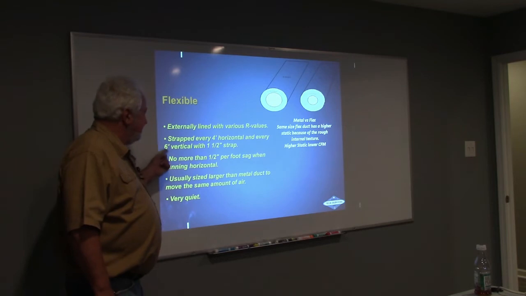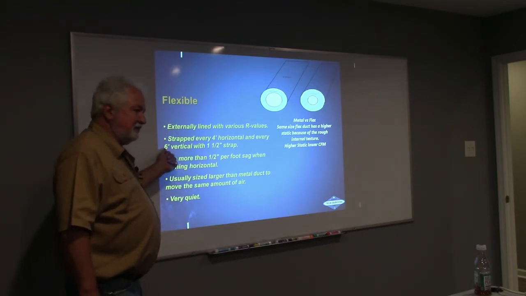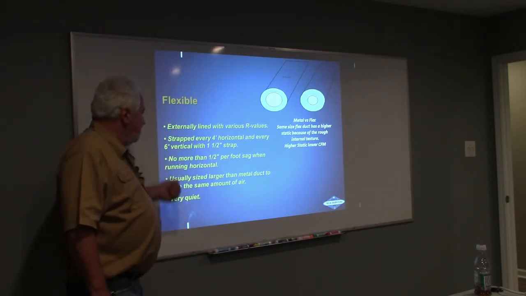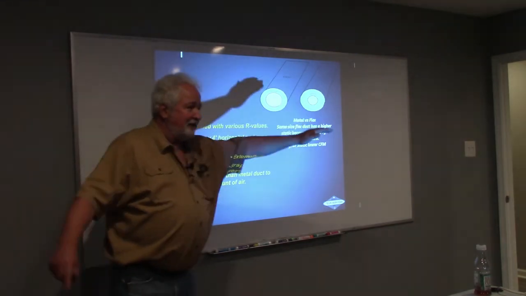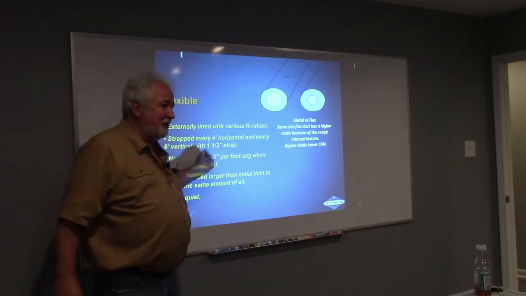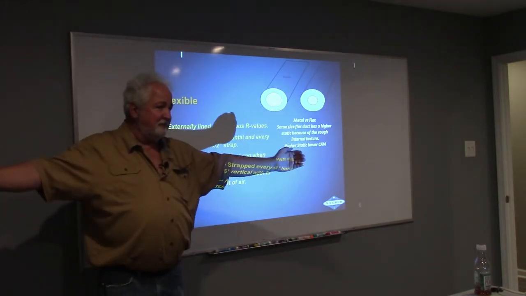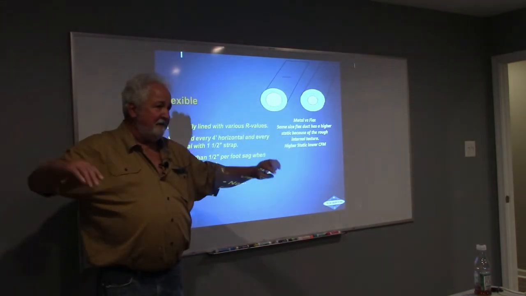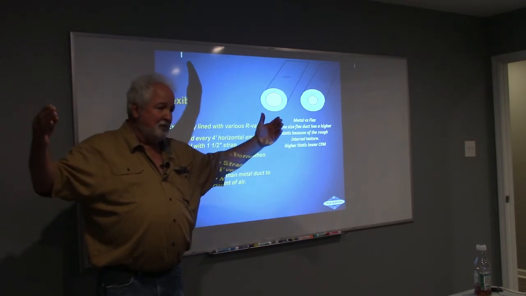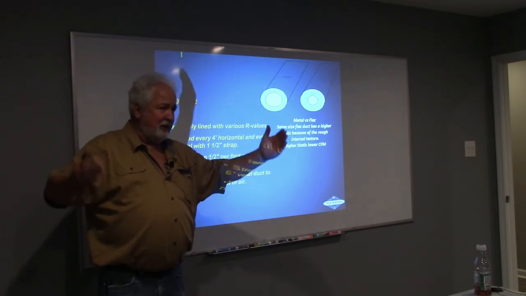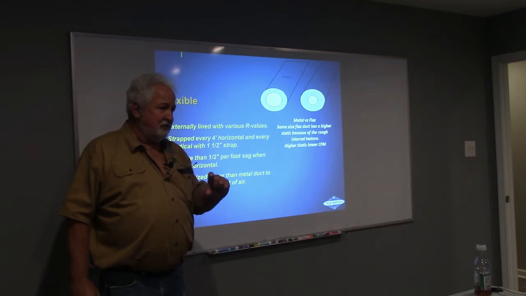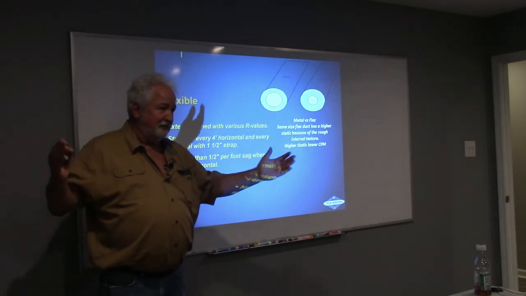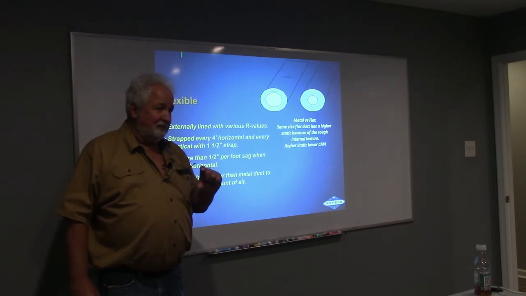All right. If I'm going vertical, it's going to have to be strapped every 6 feet. No more than a 1/2 inch sag per foot when running horizontal. Now wait a second, 1/2 inch sag per foot. I'm strapping it every 4 feet, yes? And I can only have a 1/2 inch sag. So between those two straps, I can only have 2 inches of sag total, 1/2 inch sag per foot over those 4 feet. So how close are we getting?